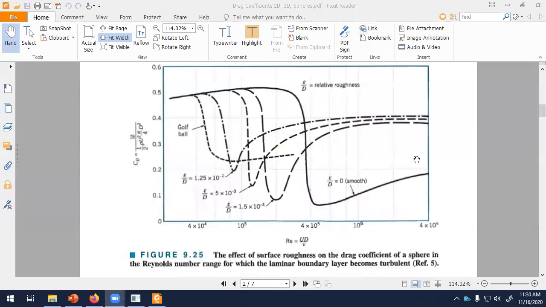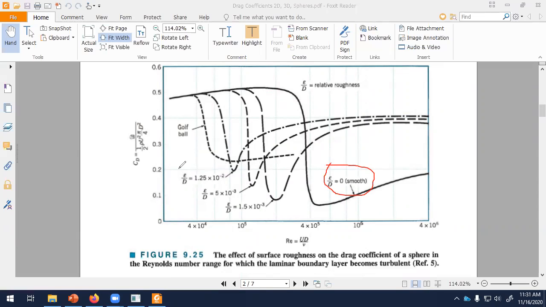On the second page of your handout, what you can see is the drag coefficient for a sphere. And here you can see where the smooth sphere is. And E is the size of the roughness elements compared to the diameter of the sphere.